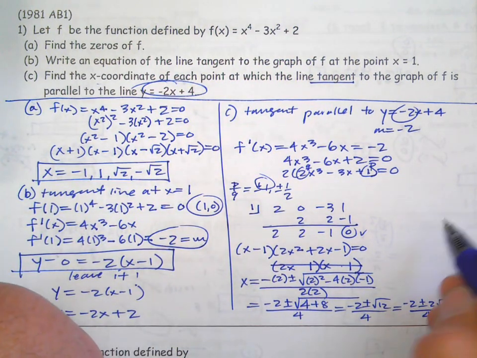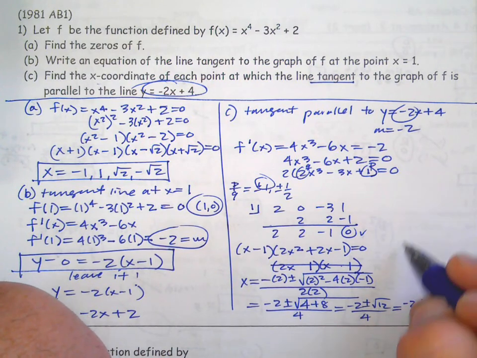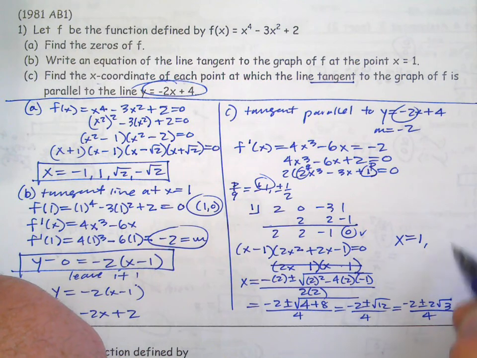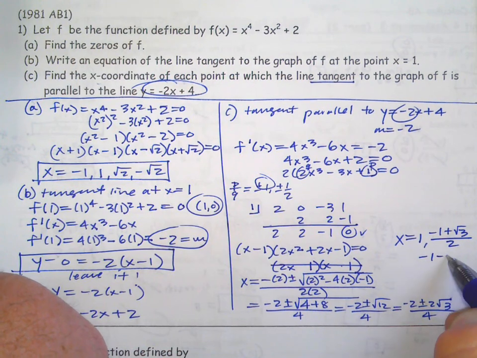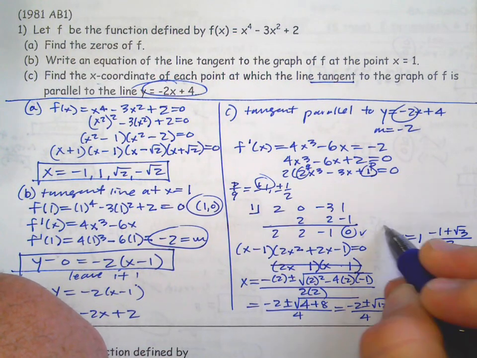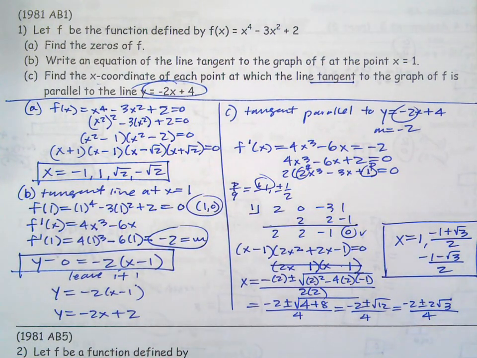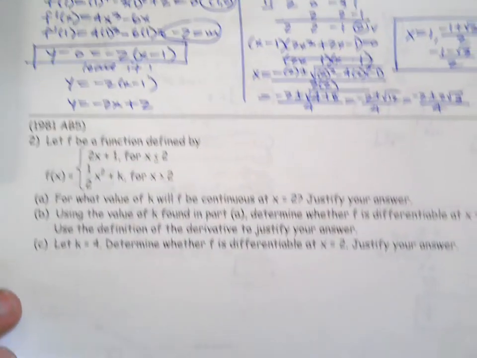So we have x equals 1. We have x equals negative 1 plus root 3 over 2. We have negative 1 minus root 3 over 2. So we have 3 answers. Okay, there you go.